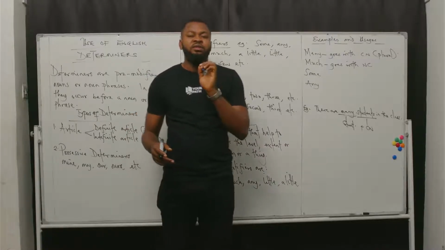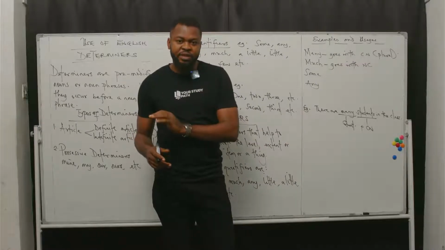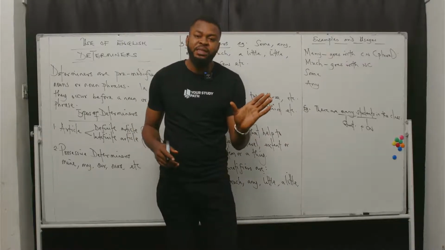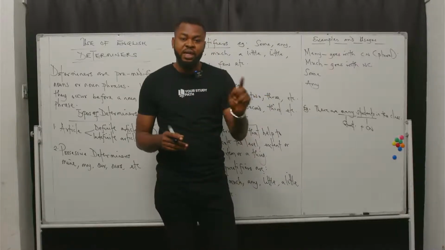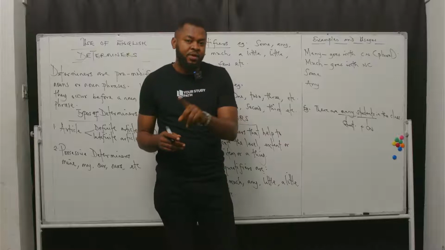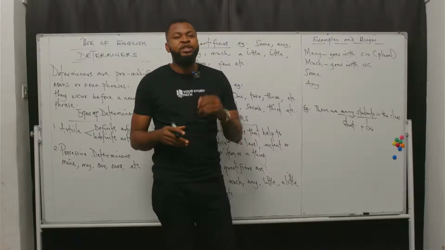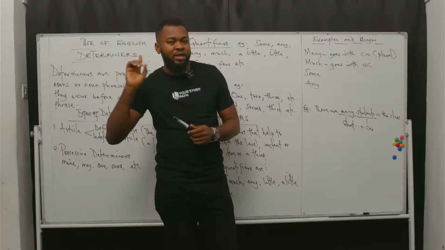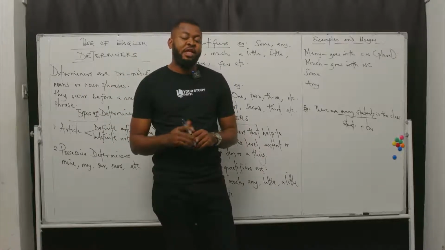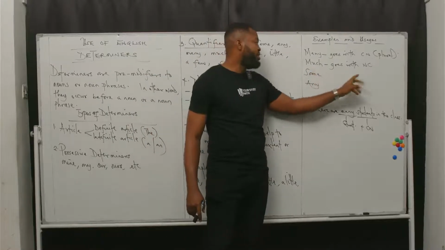So the best way to pluralize a non-count noun is to use a petitive. There is something called a petitive, which is "a piece of" or "pieces of." Those are called petitives. You can use petitives to indicate the plural form of non-count nouns only. I hope this is clear to you. So much goes with non-count.